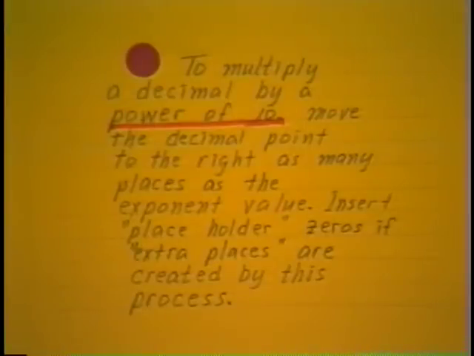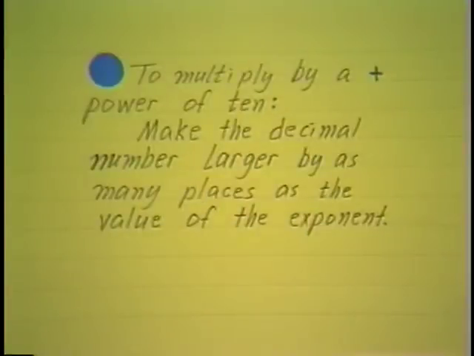Another more formal way of saying this is to multiply a decimal by a power of 10, move the decimal point to the right as many places as the exponent value, and insert placeholder zeros if extra places are created by that process. That's saying from a slightly different angle what we just told you by that example. That is, to multiply by a positive power of 10, make the decimal number larger by as many places as the value of the exponent.